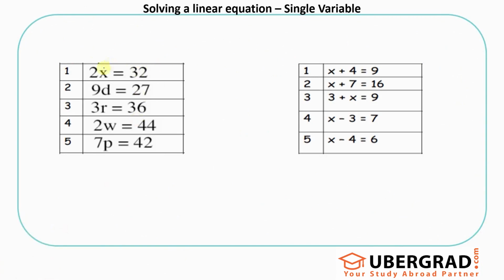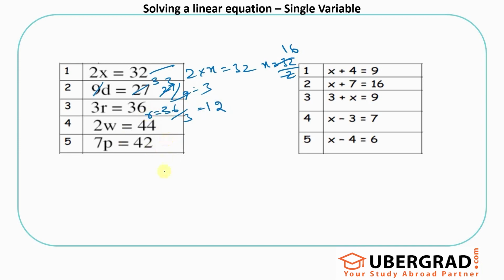So now, what will happen? 2 into x is 32. That becomes x is equal to 32 by 2. So 16 is the answer. Similarly, 9 1s are 9, 9 3s are 27, I'll get 27 by 9, that will be 3. This will be 36 by 3, r is equal to 12.